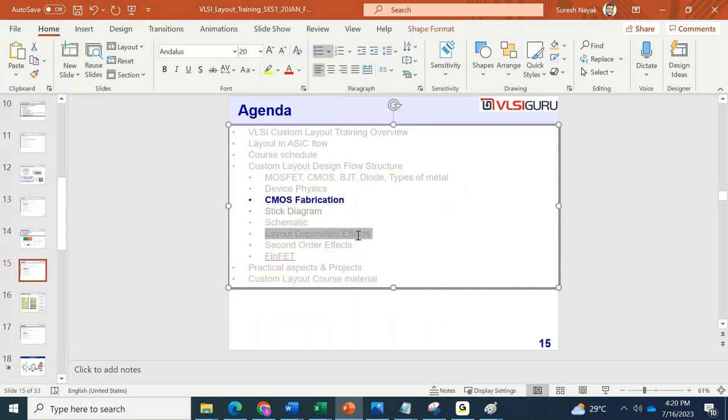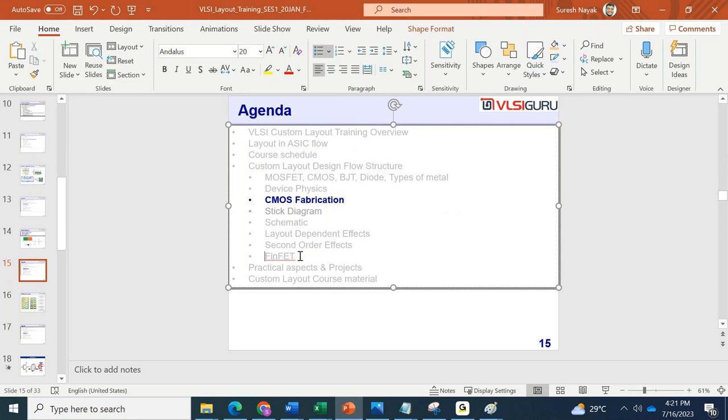There are many concepts inside this. I mean, after doing layout, what are the drawbacks? We will find electromigration, the antenna effect, and well proximity. These are new concepts related to layout. Length of diffusion, STI (shallow trench isolation), and latch up are also part of layout dependent effects. If you do layout, you will see some drawbacks, and this is purely related to layout.